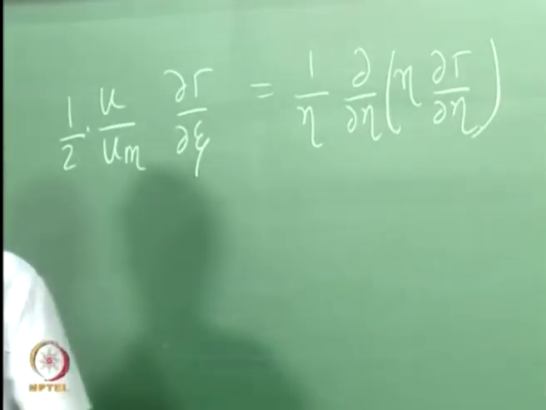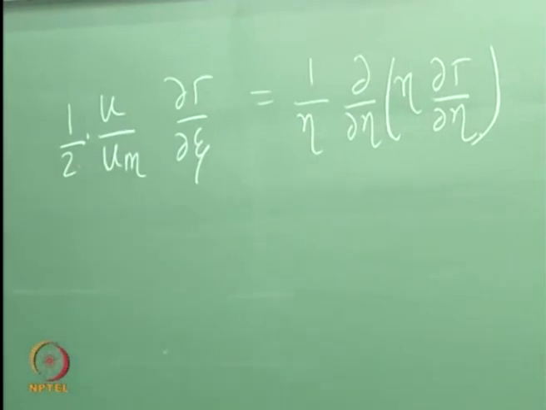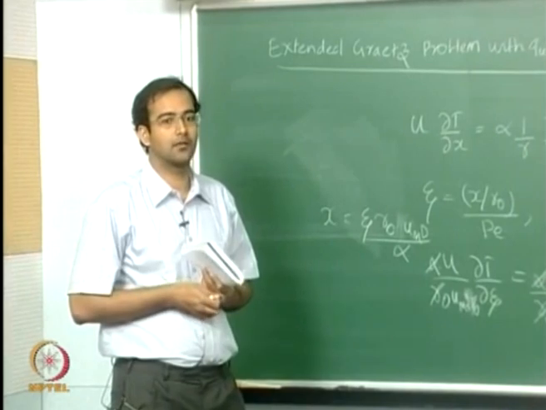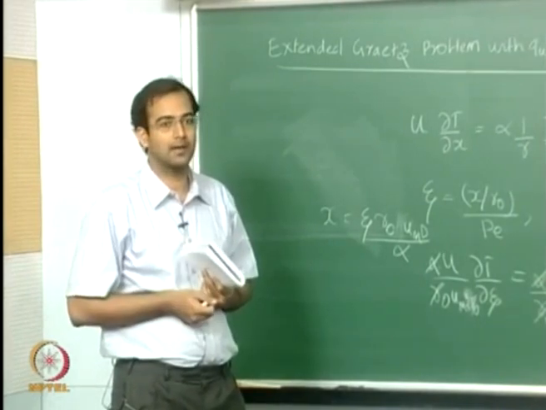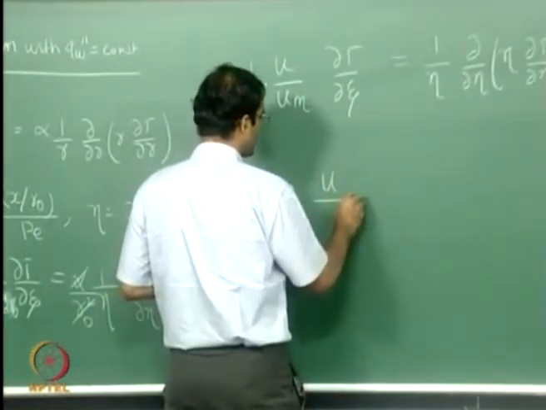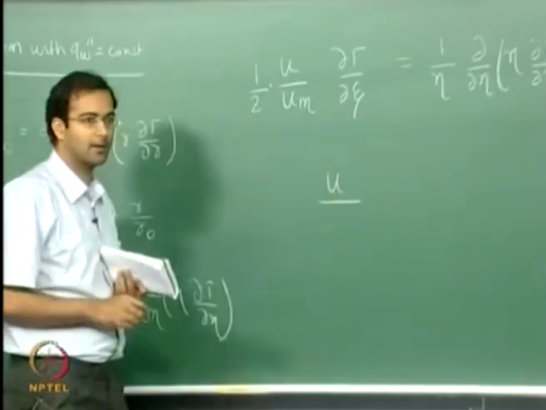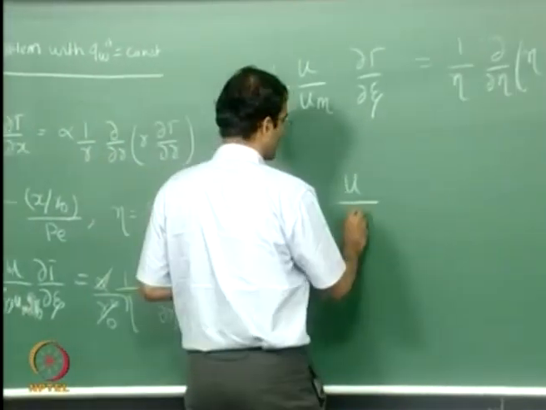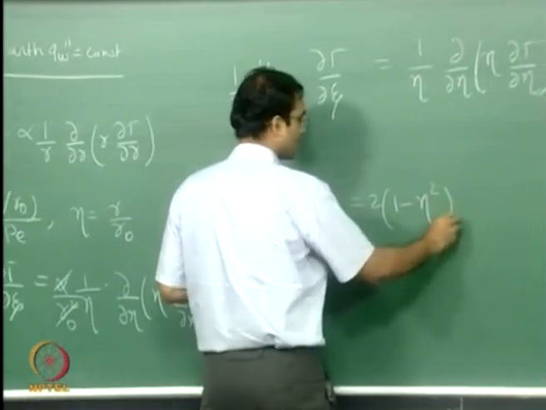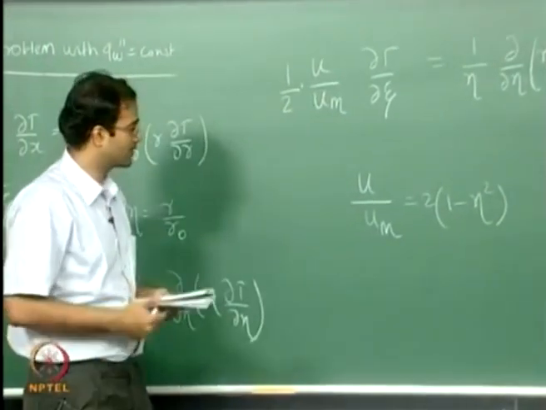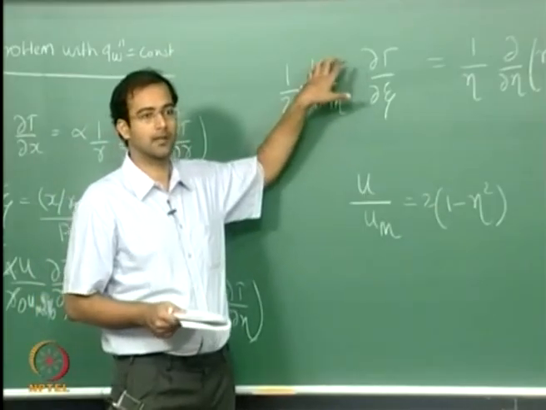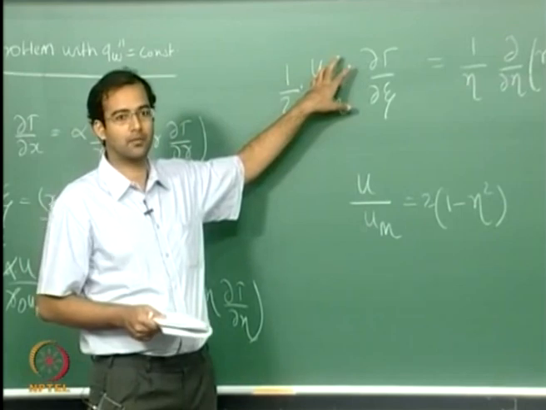Okay. Now comes the velocity profile which you want to use. If you want to use a fully developed parabolic velocity profile, then you substitute for the appropriate relation. So you know that, what is the fully developed profile? U by um is equal to twice 1 minus eta square in terms of the non-dimensional coordinate. So directly you can substitute for u by twice um directly as 1 minus eta square here, if you want to go for a parabolic flow.